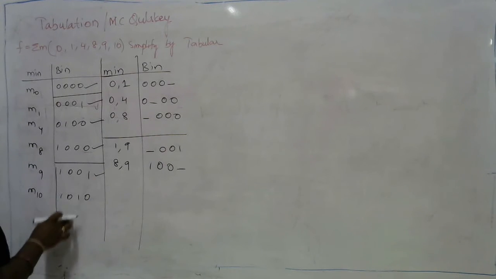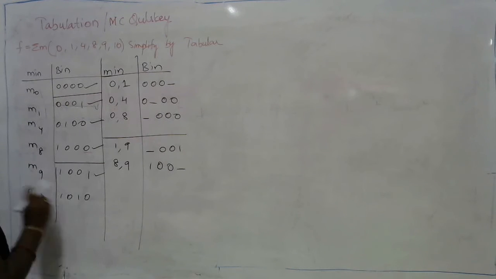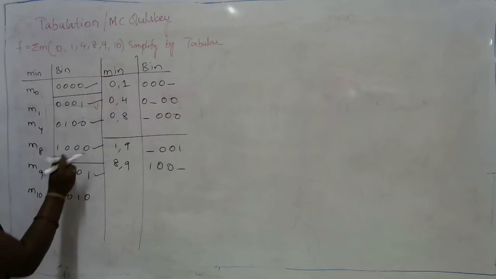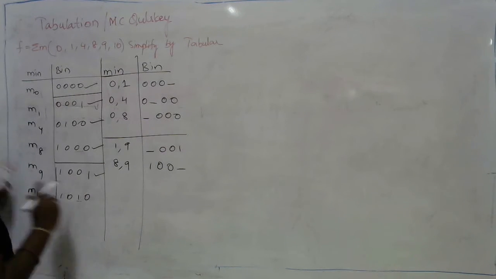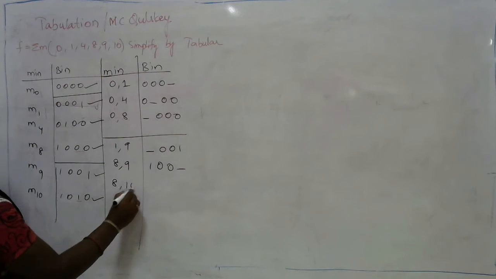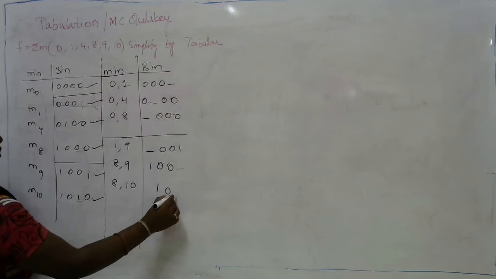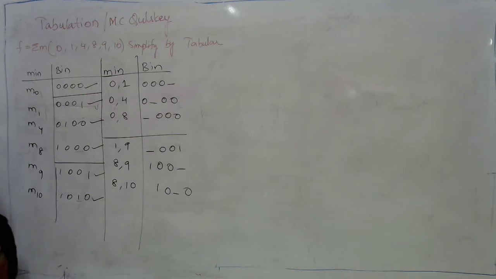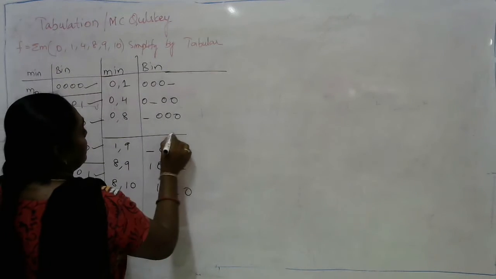Similarly, compare 8 with 10. If you compare 8 with 10, there is a change in a single bit position, that is the third position. So, I can keep a tick mark for 10 because of the comparison with 8. So, 8, 10 is 1, 0, blank, 0. I need to continue this process until I am unable to write down the next partitioning processes.